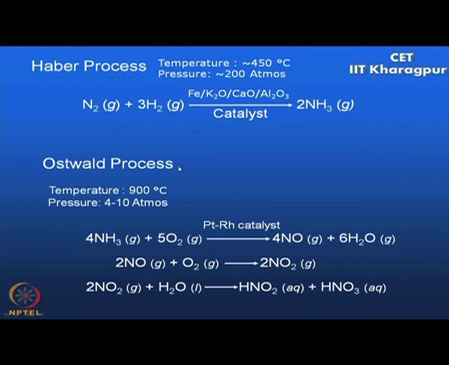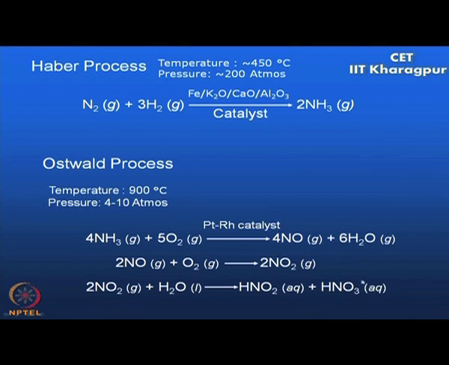There is another example, the Ostwald process for the preparation of nitric acid. It is at 900 degrees centigrade and the pressure is 4 to 10 atmospheres, which is also a bit high pressure. In the presence of a platinum-rhodium catalyst, ammonia combines with oxygen to produce NO, nitric oxide. Then nitric oxide, again in the presence of oxygen, produces nitrogen dioxide. Then nitrogen dioxide dissolves in water to produce HNO2 and HNO3.